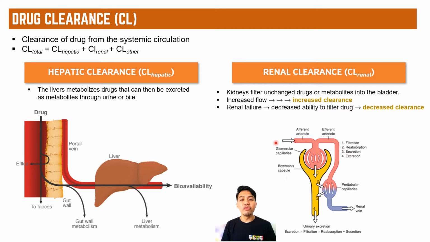The kidneys will filter the unchanged drugs or metabolites into the bladder. Let's say increased renal blood flow in the kidney will increase the clearance of the drugs. For those who have renal failure, which means they have a decreased ability to filter the drugs, clearance will decrease. So there will be some changes in dosing, especially for those who have renal failure and undergo hemodialysis.